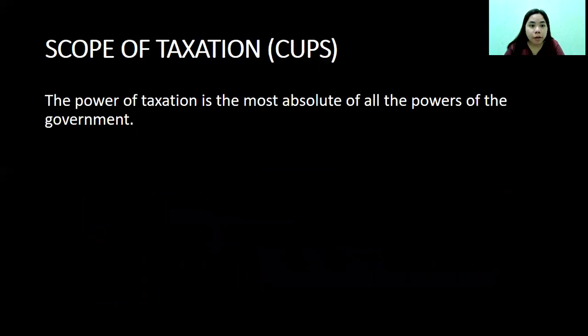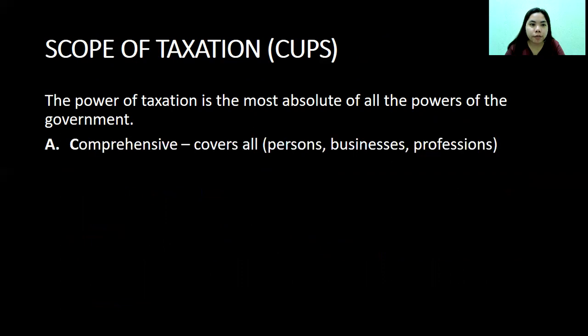So we have COPS now for our acronym. The power of taxation is the most absolute of all the powers of the government. So among the three, the power of taxation is the most absolute. So what are the scope of taxation? One is comprehensive. It covers all people. So there is no exemption as to payment of taxes since the scope of taxation is comprehensive. It covers all persons, all businesses, and all professions. There is no exemption as to imposition of taxes.